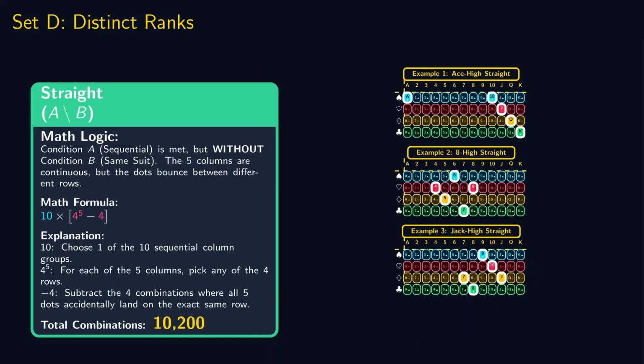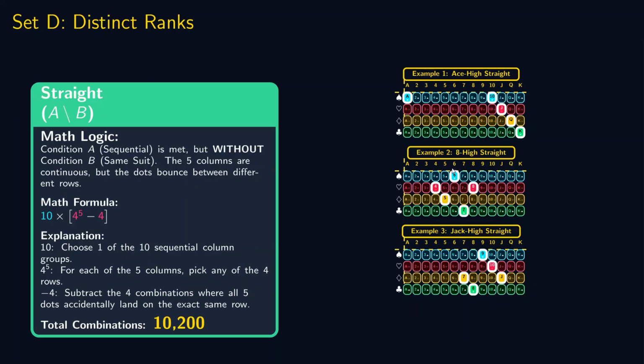Now we turn to the case where only the sequence condition is met, without the suit condition. That is, the 5 columns are consecutive, but the 5 dots do not all sit in the same row. This hand is the straight. In the grid, a straight has a very distinctive look. The 5 highlighted columns are always consecutive. They march in order from one rank to the next without any gaps.